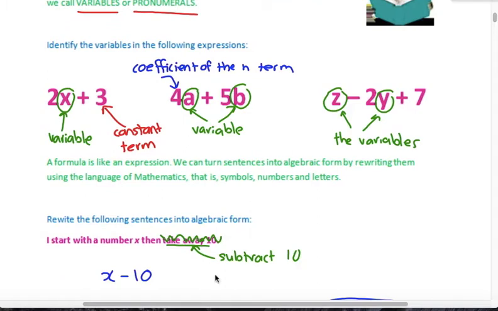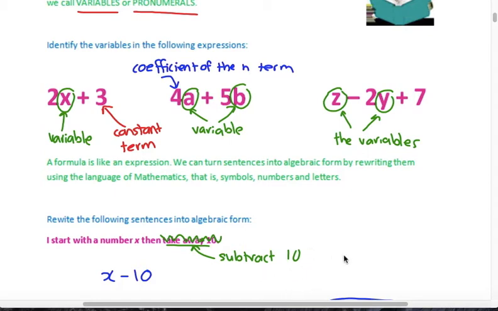Rewrite the following sentences in algebraic form. I start with the number x, and then subtract 10. If yours still says takeaway and I haven't edited it yet, make sure you change the word takeaway to subtract 10. Because nowadays, once we get past primary school, we tend not to say takeaway anymore. We tend to say subtract 10.